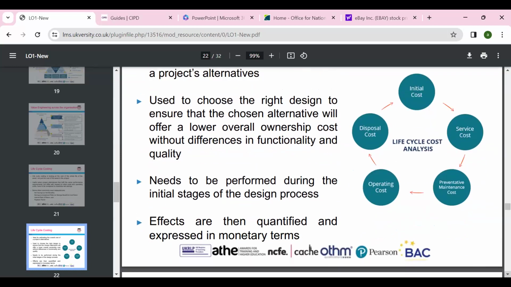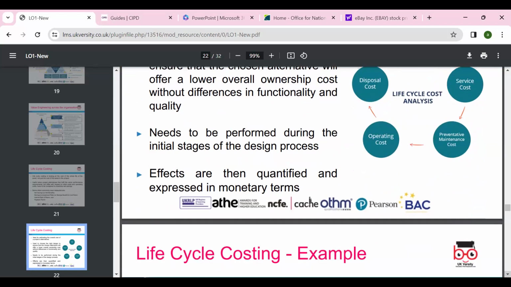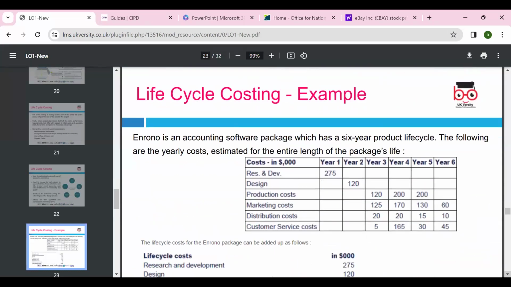Okay, so lower overall ownership cost without a difference in functionality, where we look at quality, needs to be considered during the initial stage and design. We can also link other things like tax, for example if we buy our own car or use others, in the costing perspective. The effects are then quantified and expressed in monetary terms. This is one example of a project showing how much we have as cost: research and development in year one, design, production, marketing, distribution, and so on. We have these as the costs.